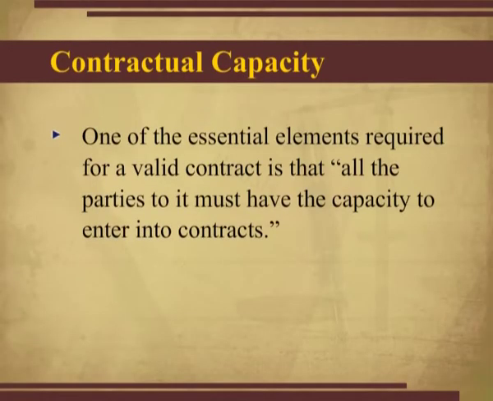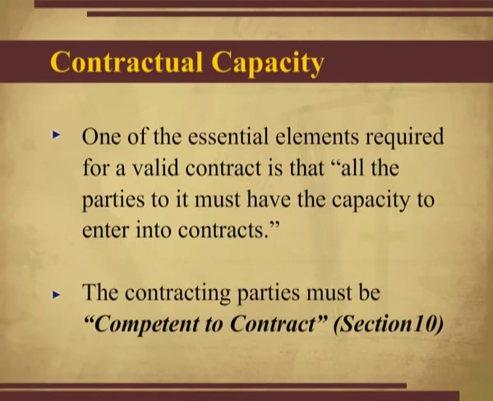What is contractual capacity? One of the essential elements required for a valid contract is that all the parties to it must have the capacity to enter into the contracts. The contracting parties must be competent to contract.